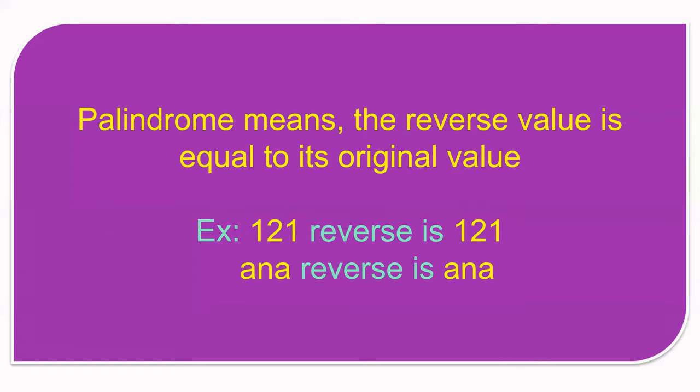What is a palindrome? A palindrome means the reverse value is equal to its original value. For example, 121, reverse is 121. ANA, reverse is ANA. These reverses are equal, that's why it's called a palindrome. That's the definition: the reverse value is equal to its original value.